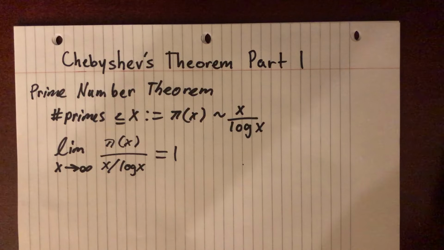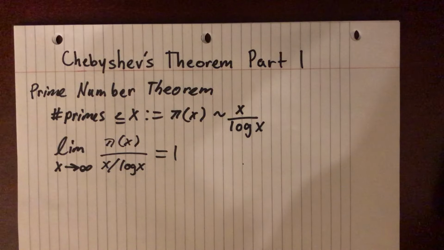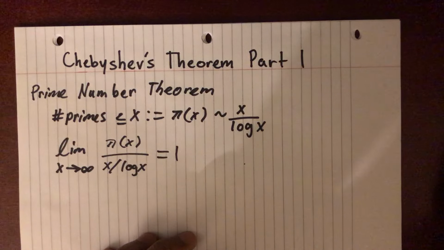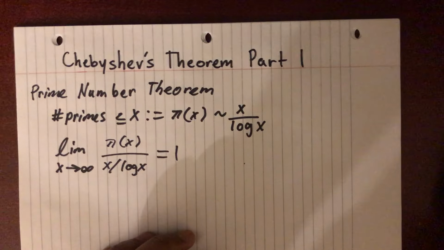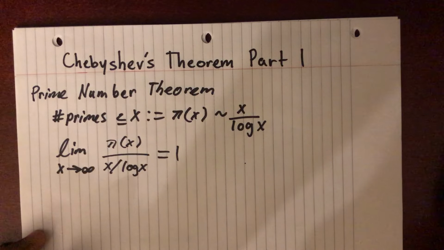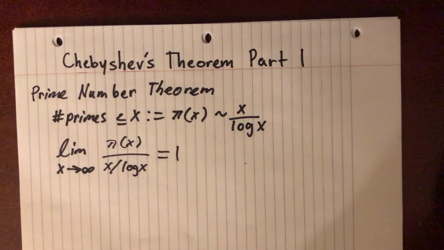It was proved in the 1800s, I think, by Hadamard and de la Vallée-Poussin, if I'm saying his name right. And Riemann was on it too. His zeta function was important. So yeah, this is a pretty cool theorem.